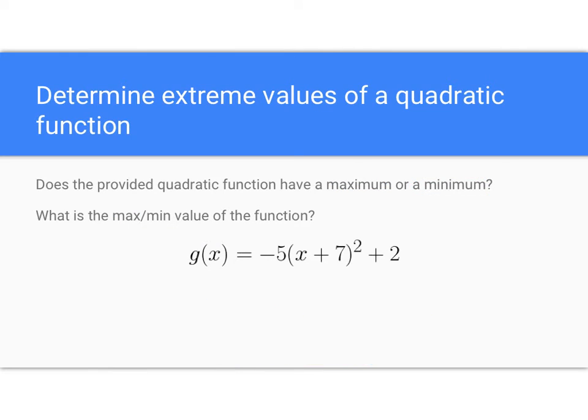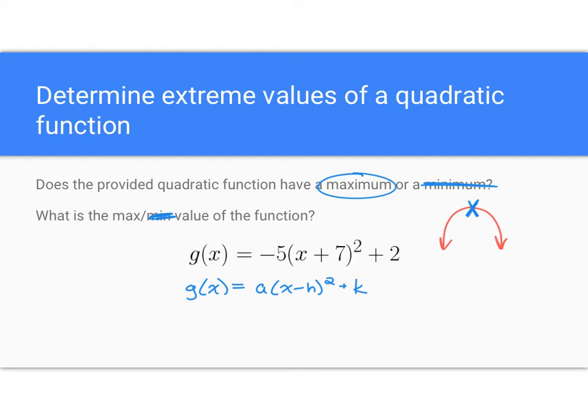So it's a similar idea here. This is the standard form. So we want to know, first off, does it have a max or a min? You look at the value of a. In this case, the a is negative. That means we have a parabola opening down, which means we have a maximum, right? So we're going to be looking for the maximum. And then what is it?